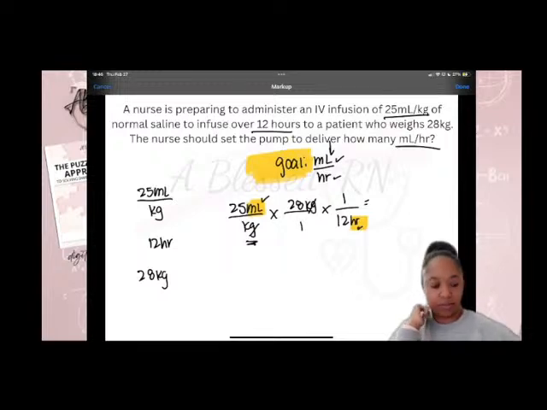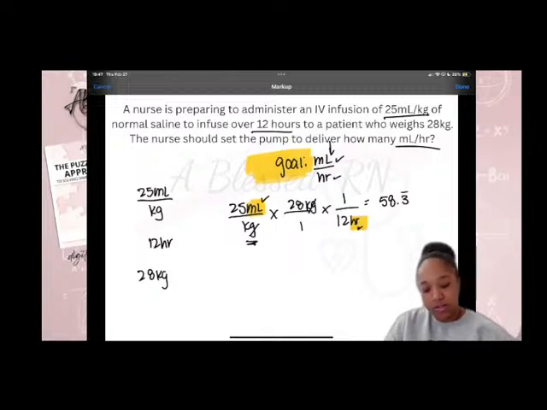And now we can do the math. When I see a problem that says 24 hours, I always put day where I see 24 hours. Okay? So 25 times 28 divided by 12.